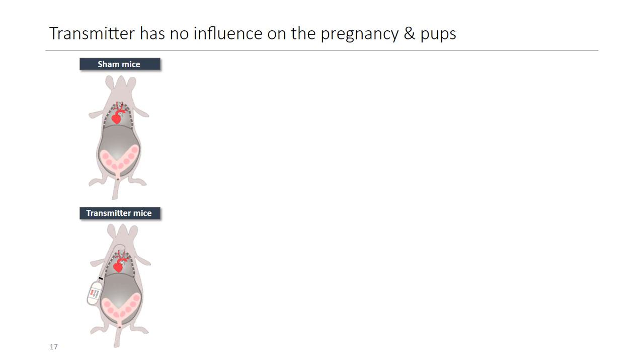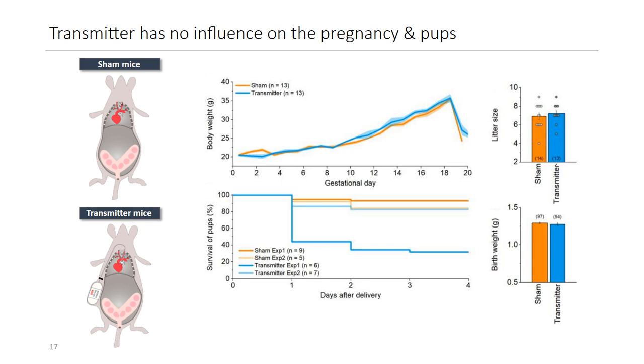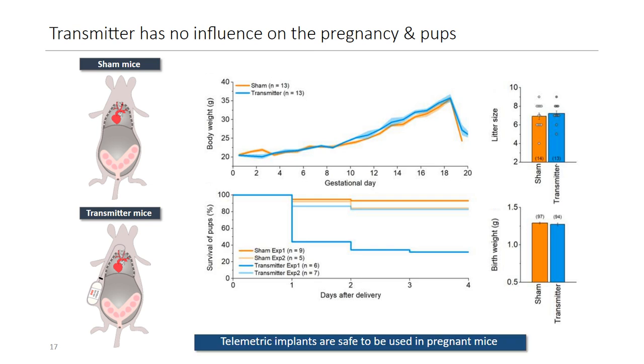We compared this to the transmitter mice, and we saw that there was no difference in body weight increase of the mothers. There was also no difference in the litter size and in the birth weight of the pups. And only in the first experiment we saw that there was a decrease in survival of the pups compared to the sham group. However, this is probably due to the fact that Black 6J mice are relatively bad mothers, and their first litter often goes wrong. In further experiments, we didn't observe any problems like that anymore. So this means that telemetric implants are safe to be used in pregnant mice.